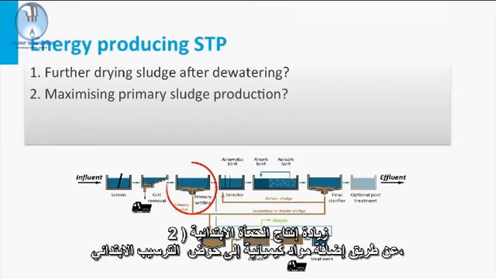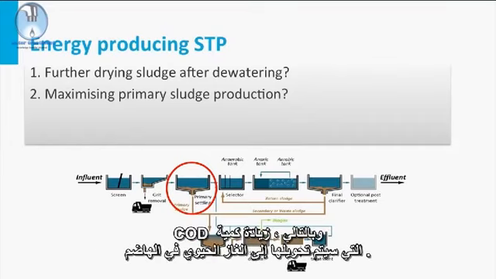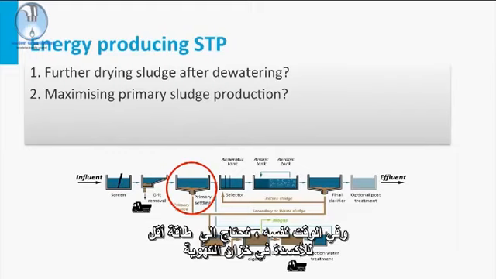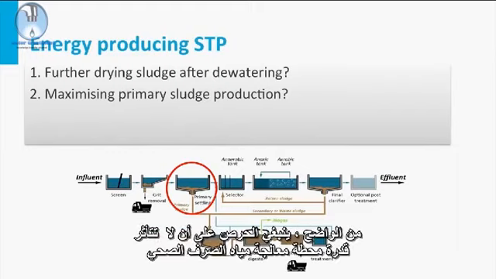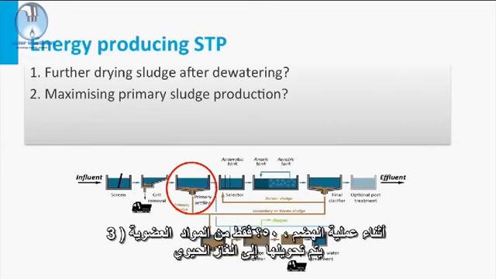2. Maximization of primary sludge production by adding chemicals to the primary clarifier, and thus increasing the amount of COD that will be converted to biogas in the digester. Meanwhile, less energy is required for oxidation in the aeration tank. Obviously, care should be taken that the nutrient removal capacity of a sewage treatment plant will not be affected.